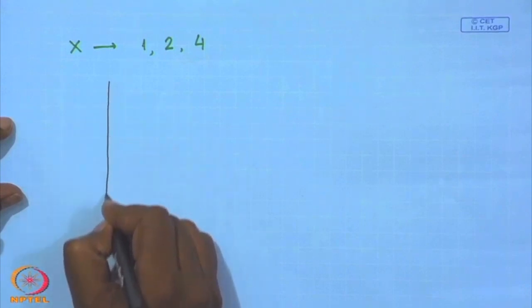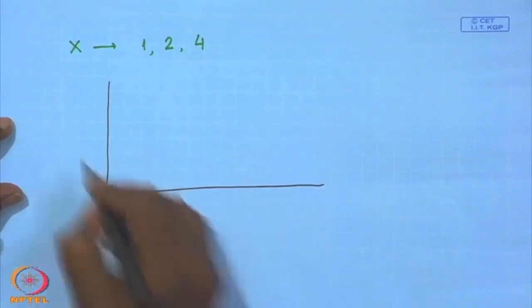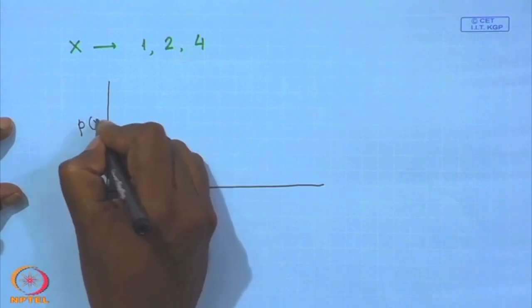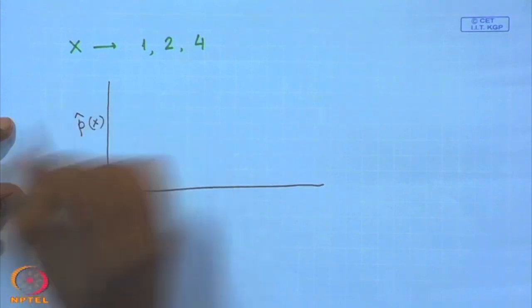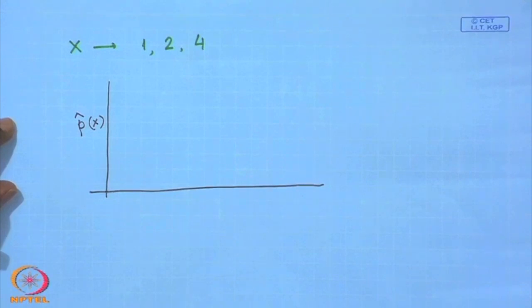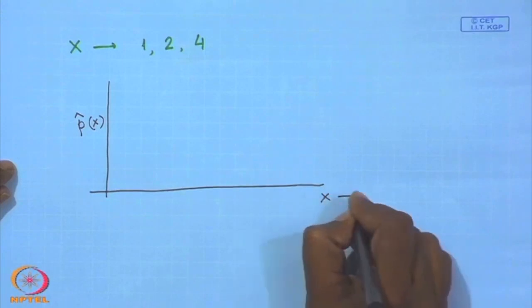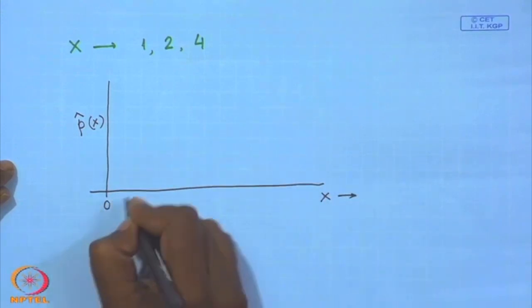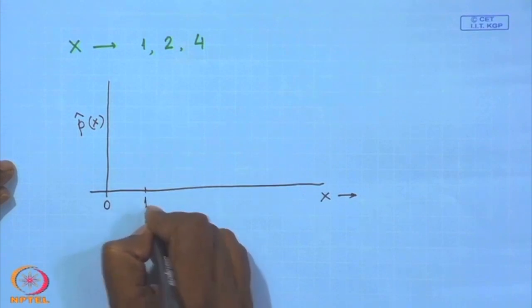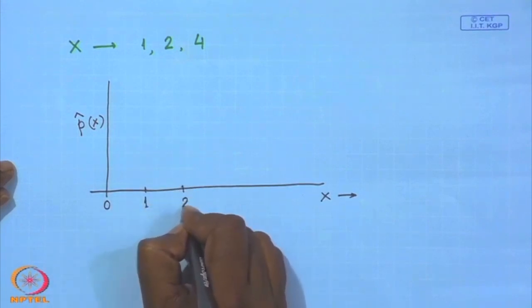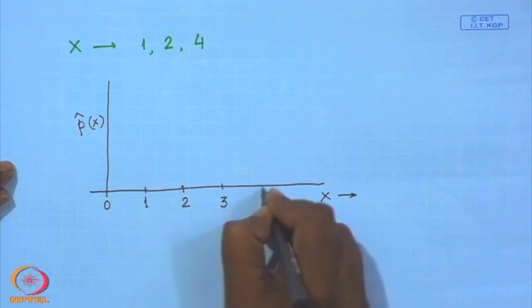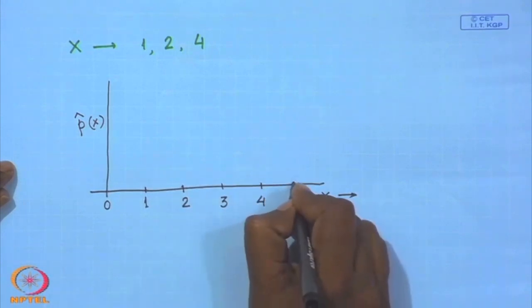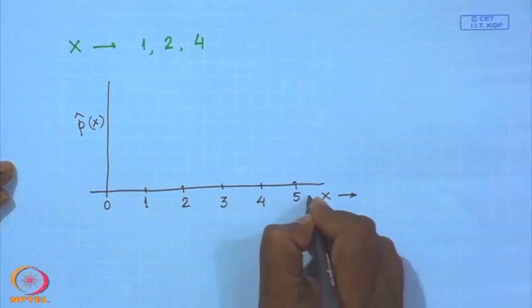So, I will plot the estimated probability density P of x, and because it is an estimation, instead of writing P of x, I will write P hat of x, because I do not exactly know what P of x is. And along the horizontal axis, the x axis, I will put this scalar variable x. So, this is 0, this is 1, this is 2, this is 3, this is 4, this is 5 and so on.